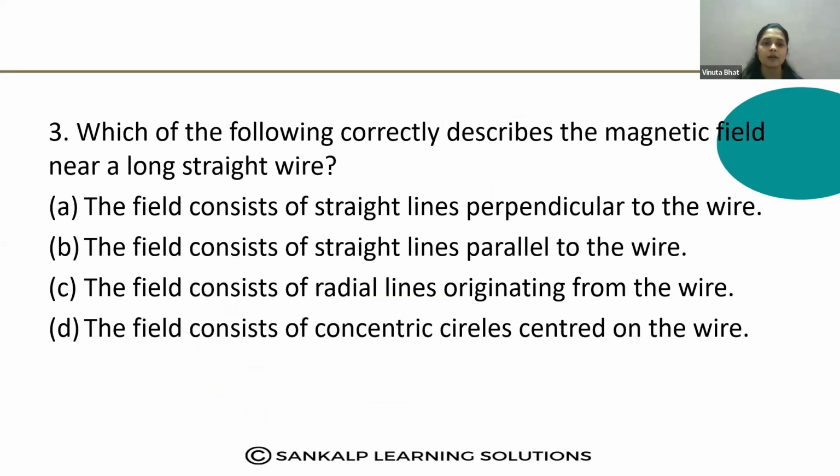Next question. Which of the following correctly describes the magnetic field near a long straight wire? The field consists of straight lines perpendicular to the wire. The field consists of straight lines parallel to the wire. The field consists of radial lines originating from the wire. The field consists of concentric circles centered on the wire. For this question, the field consists of concentric circles centered on the wire.